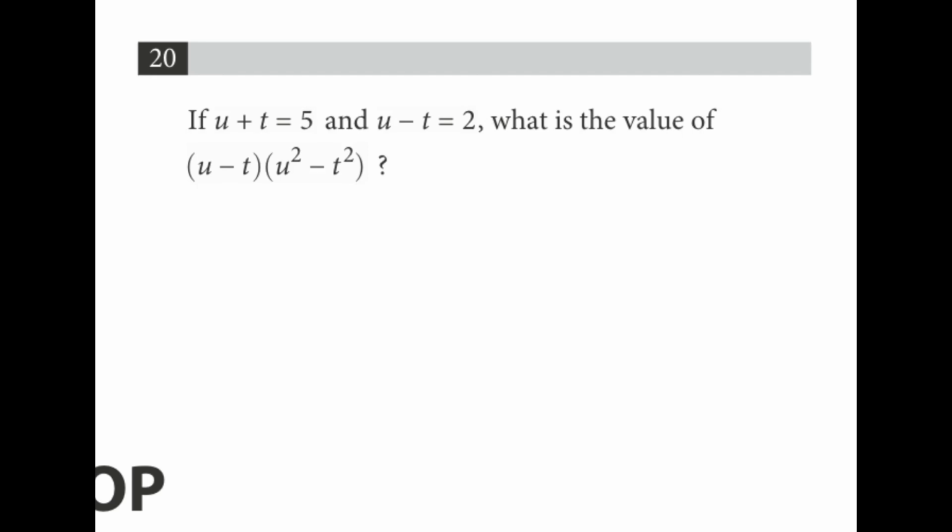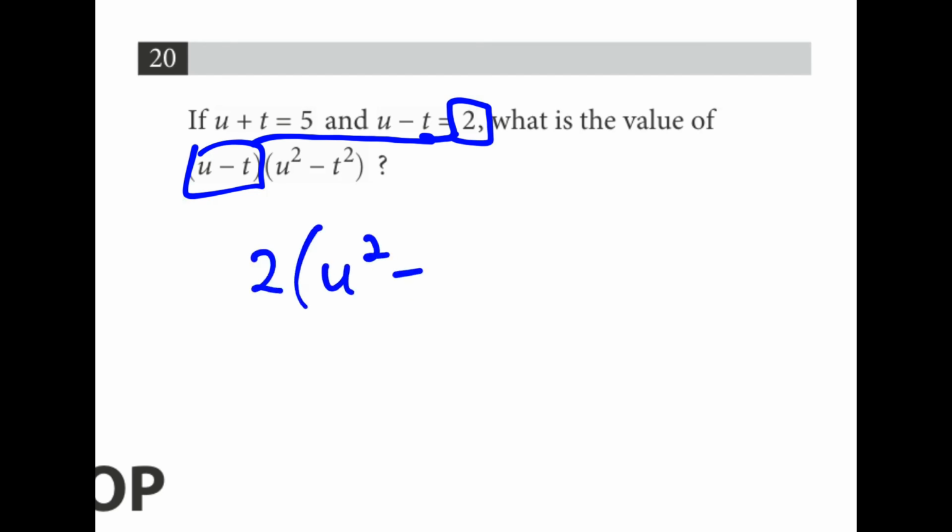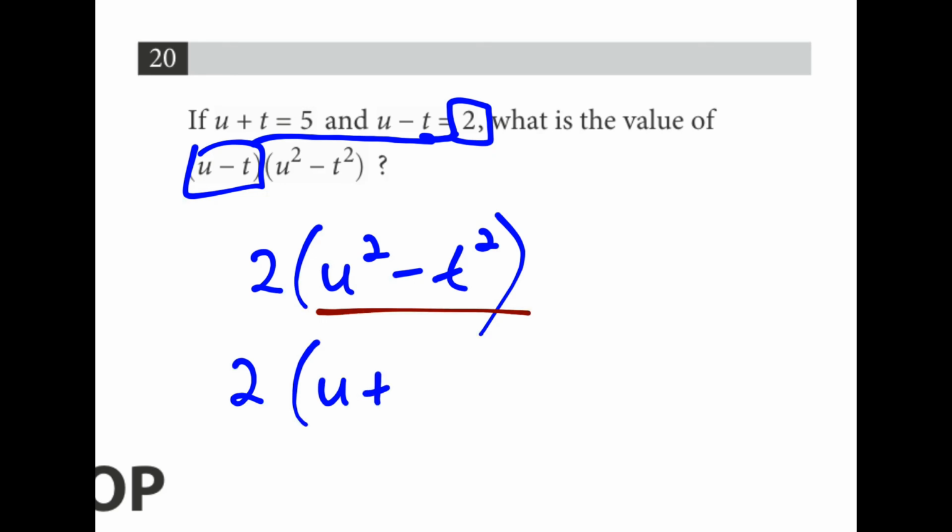So I can substitute for u minus t here what it's equal to, which is just 2, and I'm left with 2 times u squared minus t squared. And this again requires the difference in squares formula. So this can be changed to u plus t times u minus t. If I was to expand that, I would get the original.